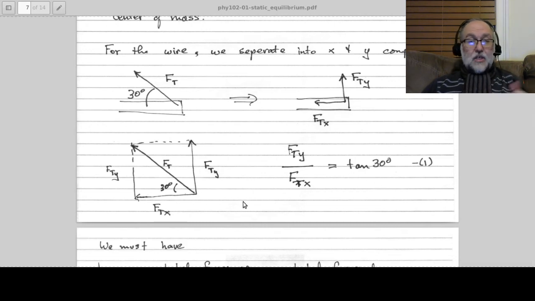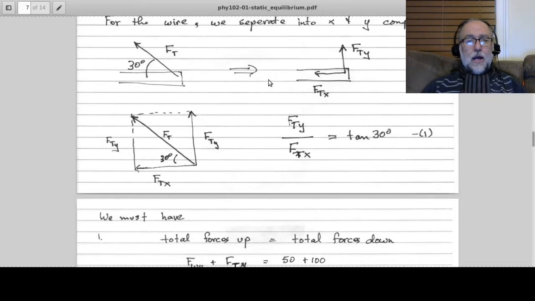Again, tangent is because it's the opposite over the adjacent. This diagram here is meant to be the overlap of these two, so that it shows the relationship between Fty, Ftx and Ft. Fty and Ftx are just the two sides of a right angle triangle, and Ft is the hypotenuse. Opposite over adjacent, tangent of 30 degrees, is going to be Fty over Ftx. I call that equation number 1. So let's go on.